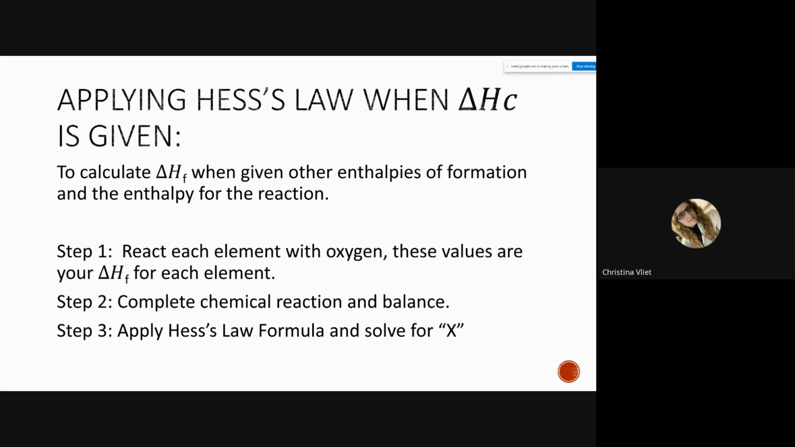I know it's been a week and a half. We studied for that quarterly. That's all you did last week. What is delta HC? Enthalpy change of combustion. Yeah, delta HC is enthalpy change of combustion.